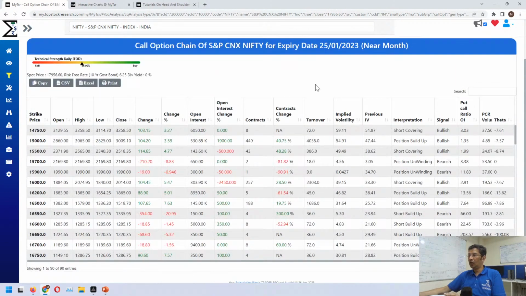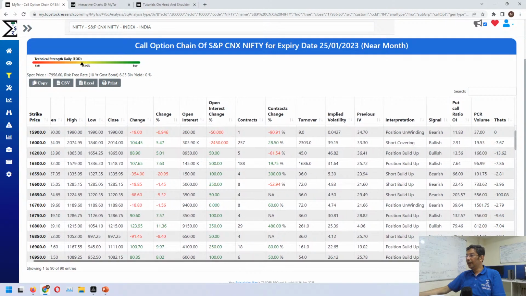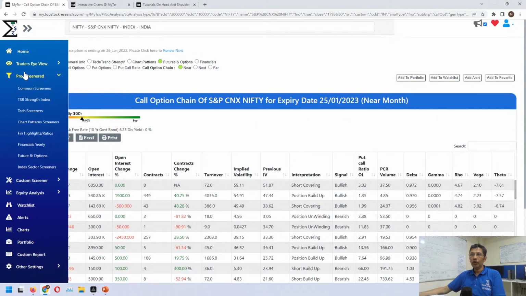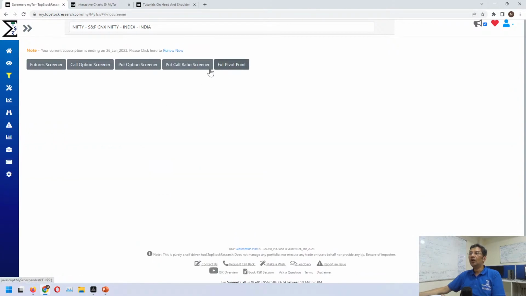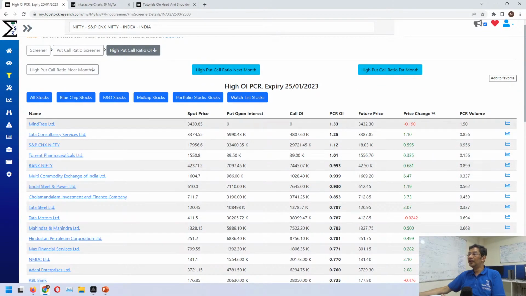Call options. In the call options, you'll have each data point, and you'll have the interpretation. You will also get PCR, the put call ratios, out here. You will also get the Greeks: delta, gamma, rho, vega, theta. I'll not get into any of these things because that's far beyond the scope of this, right? So you do have certain filters wherein if you are looking at a high PCR ratio on the near month, you'll find all the stocks having higher PCR ratios or things like that.